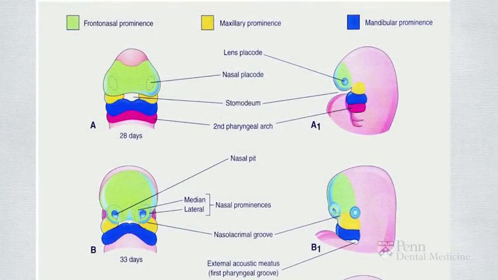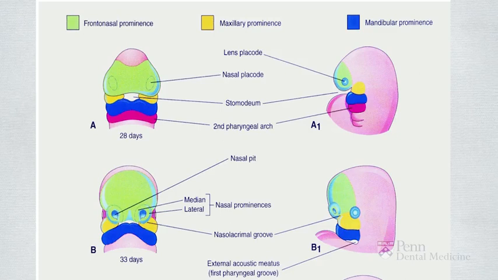We can see that already at 28 days or 4 weeks of development, the face is starting to form. I'd like to draw your attention to the green, the yellow, and the blue in this image. The green being the frontonasal prominence, or where the top part of the face and nose will develop. The yellow being the maxillary prominence, where the top jaw, the upper jaw, or the maxilla will develop. And the blue being the mandibular prominence, where the lower jaw will develop.